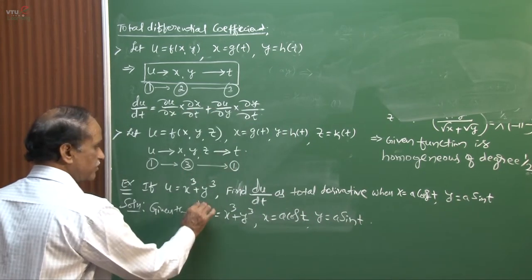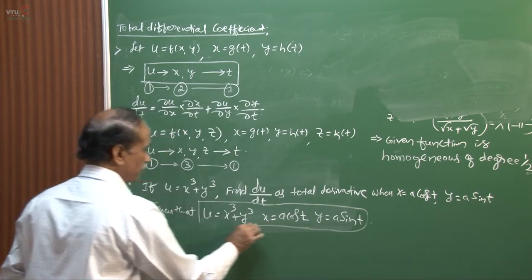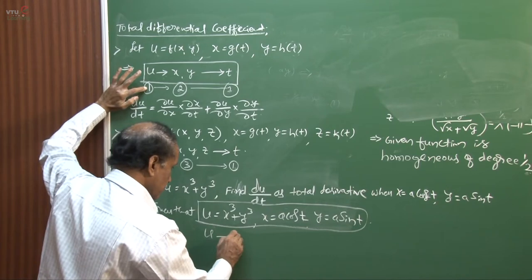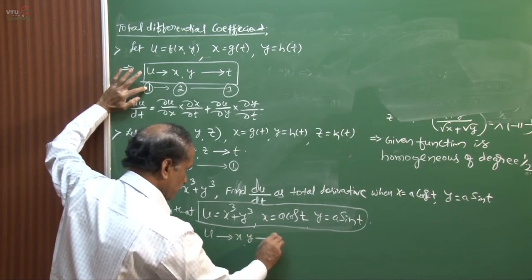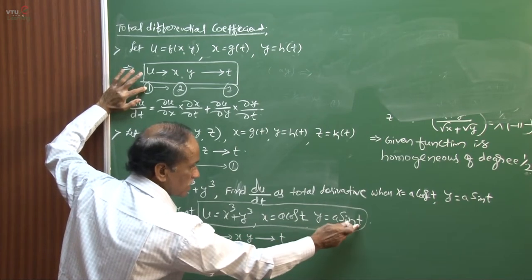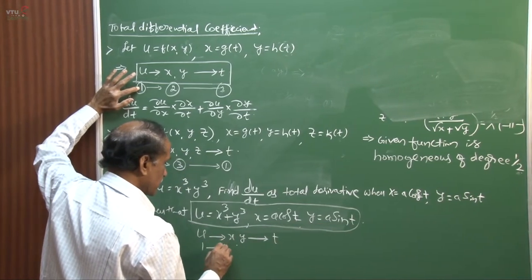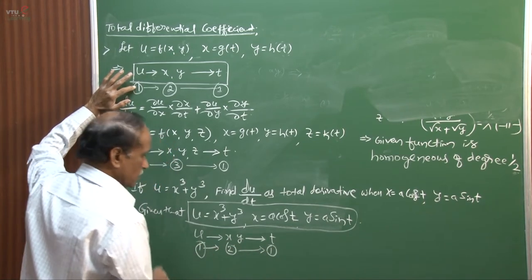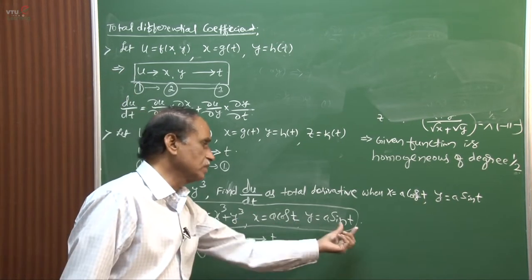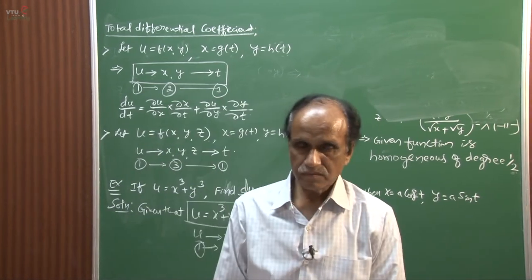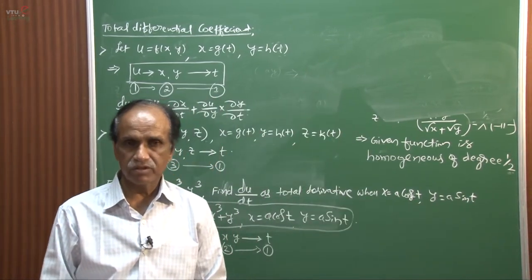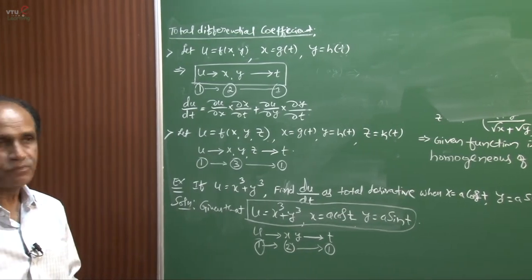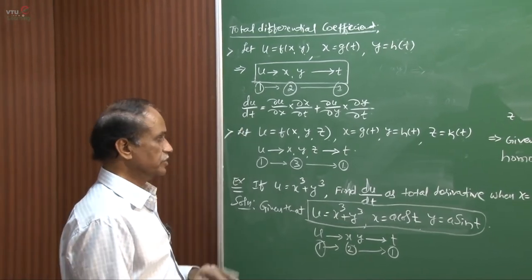Okay. This itself is sufficient for you to understand the first case. This is one. How are you going to represent it? u is connected to x, y, and it is connected to a single quantity, that is t. So 1 is connected to 2, 2 is connected to 1. If this is more than one symbol, then it is called total derivative in the partial differentiation. In the partial differential, del symbols only we write. But here, the ordinary derivative symbol we are going to write.